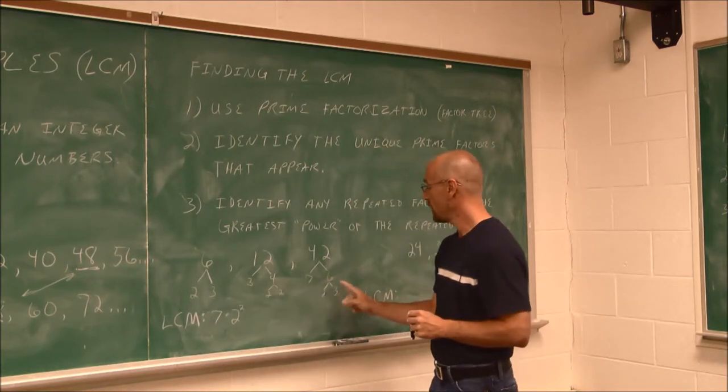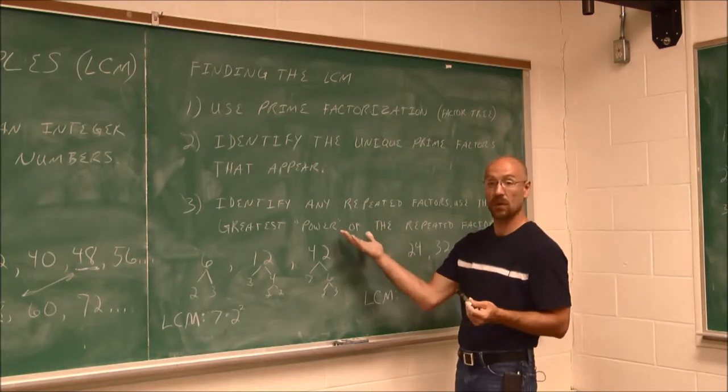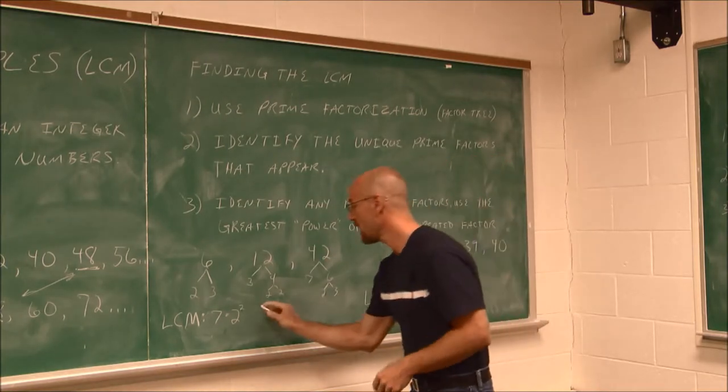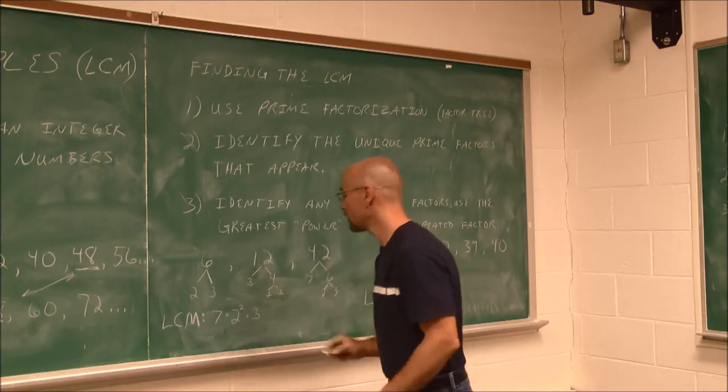Now they each have a 3. Well, the greatest power of each one having just 1 3, well, the greatest would be 1. So I have to have at least 1 3.